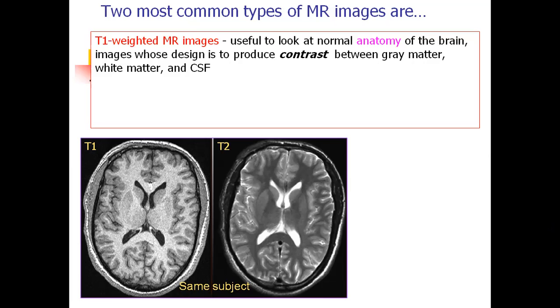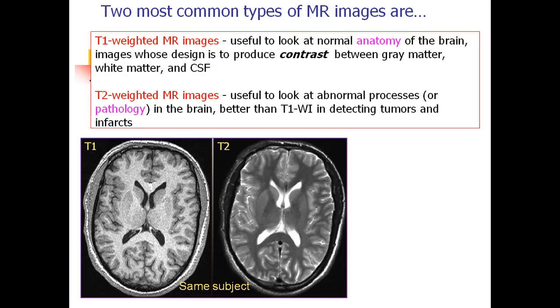T1 weighted MRI images are useful to look at normal anatomy of the brain. Images whose design is to produce contrast between gray matter, white matter, and cerebrospinal fluid. T2 weighted MR images are useful to look at abnormal processes or pathology in the brain. T2 weighted images better than T1 in detecting tumors and infarcts.